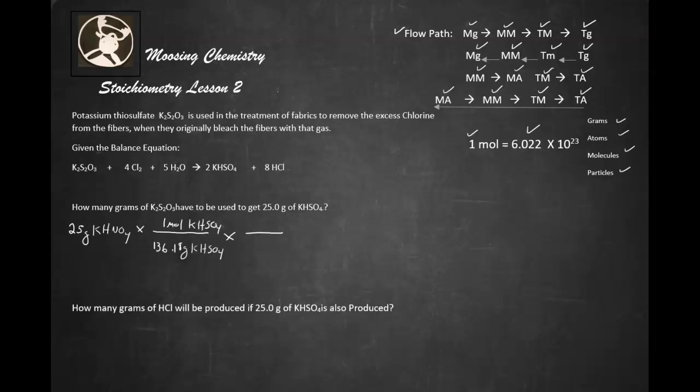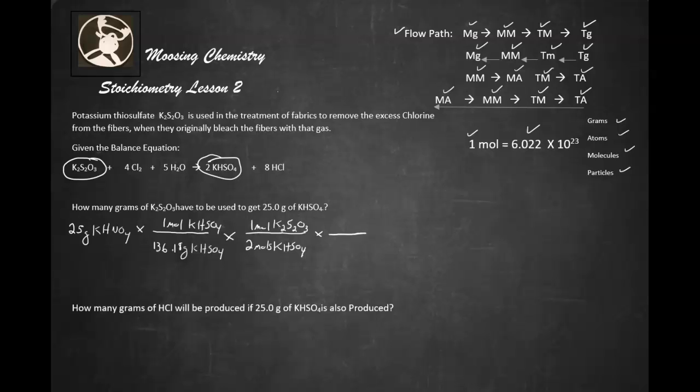Now I'm going to use the mole ratio to get moles of K2S2O3. So there are 2 moles of KHSO4 to 1 mole of K2S2O3. So I compared this one here to this one here. That's my ratio.